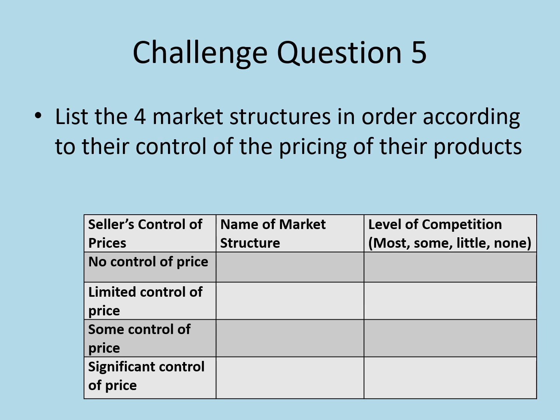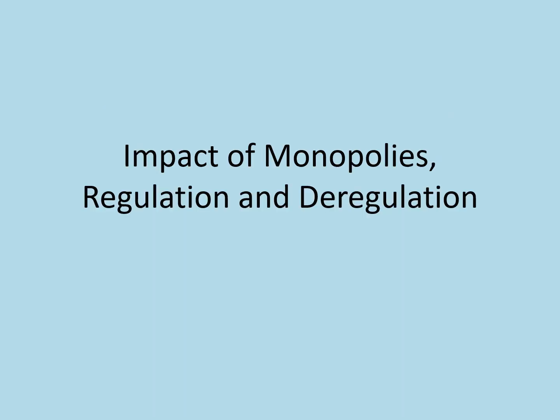Limited control over price, so a lot of sellers, a little bit of control over price, that'd be monopolistic competition here. And level of competition, there's quite a bit actually. Next one, some control over price because there's only a few sellers. That's an oligopoly. And an oligopoly, because there's only a few sellers, not a lot of options, there's little competition. And then significant, or I would say total control over price, that would be monopoly, and monopoly has no competition.